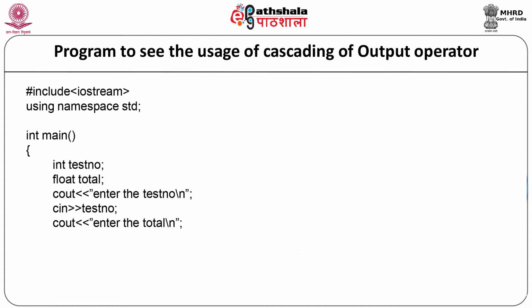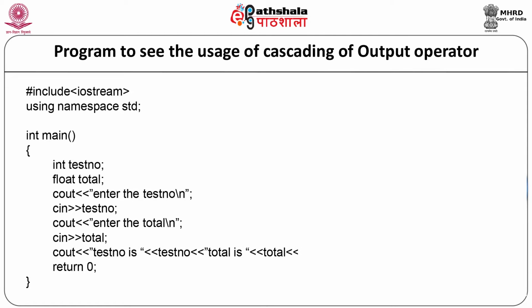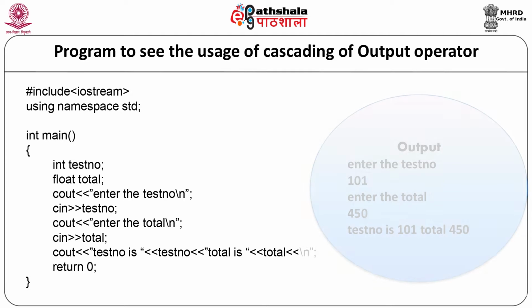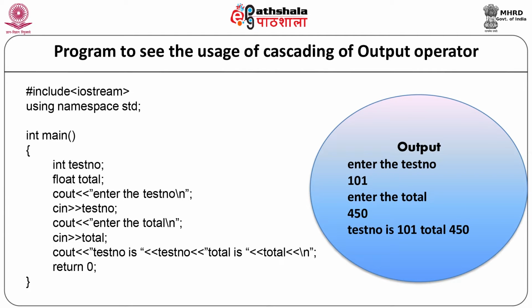So here we are displaying the message to the user and we are taking the values from the user as test number and total. Now we will display back the values as cout << test number is testnumber, total is total, return 0. When the above code is compiled and executed, it produces the following result: enter the test number, suppose the entered value is 101, enter the total, suppose the entered total is 450, then it will display the message as test number is 101 and the total is 450.